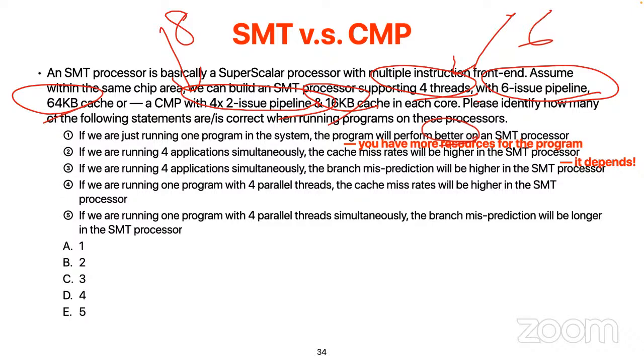Although they don't have context switch, they share the same predictor. How does that work? What? The misprediction rate will be higher? Okay, so I would say it depends. Sometimes it will be higher, sometimes it won't, right? Because again, branch predictors are trained in different ways.